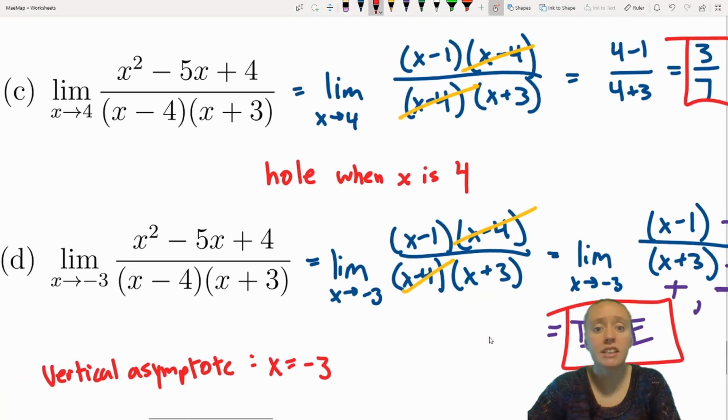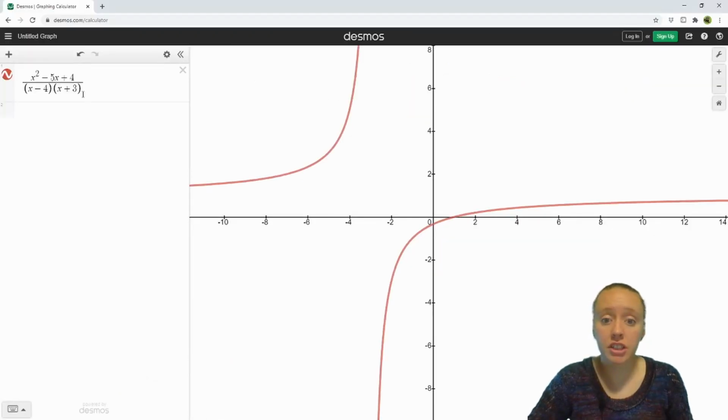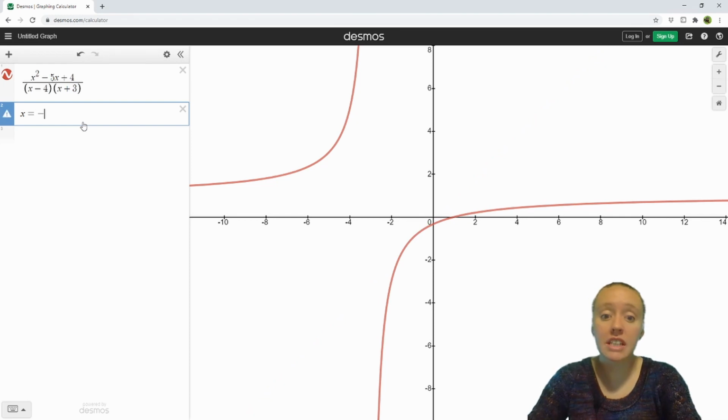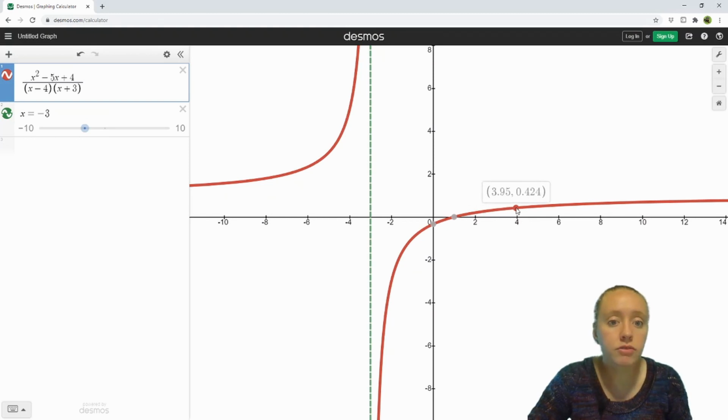And just so you can visualize the difference between a hole and a vertical asymptote, let's go ahead and graph this real quick. So here we have it. I've graphed our function. We can see that we do indeed have that vertical asymptote at x equals -3, but when x equals +4, we don't have a vertical asymptote. Remember, that was a hole. So if I was to plug values into my function, you can see when I get to this point of 4, my function is undefined. You can see that hole in my function.